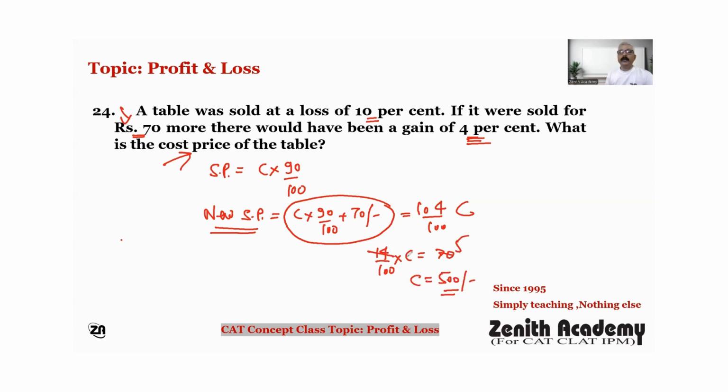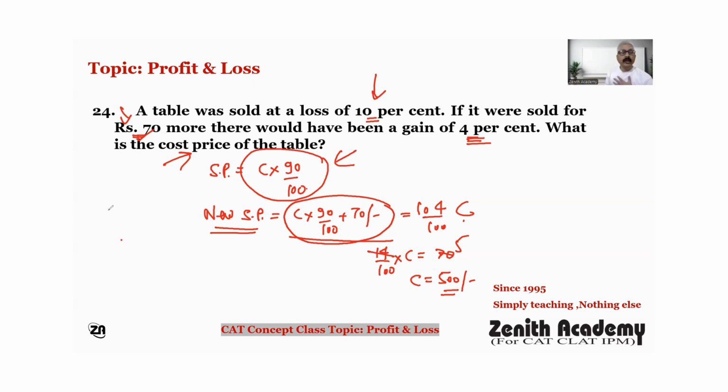500 rupees. I think this point is clear. Remember, loss of 10% means it is 90% of the cost price. If you add 70 rupees more in this selling price, then it gives the profit of 4%. It means in the new scenario, this selling price is actually 104% of the cost price. Simply solve it and you are getting the cost is 500.